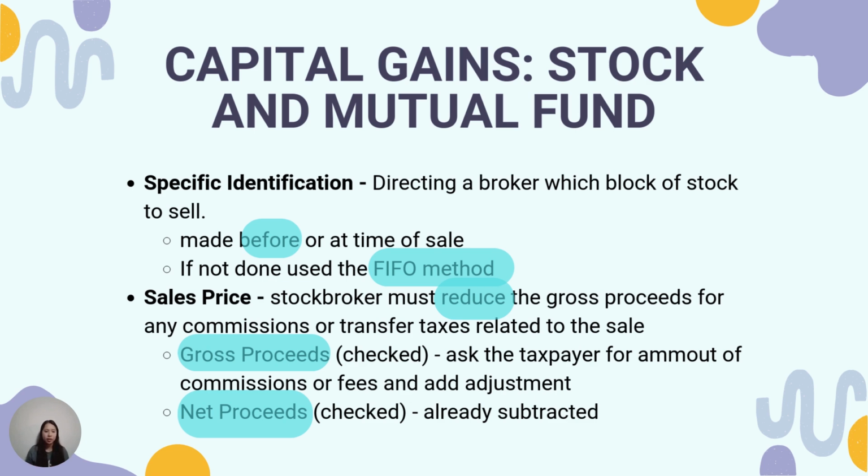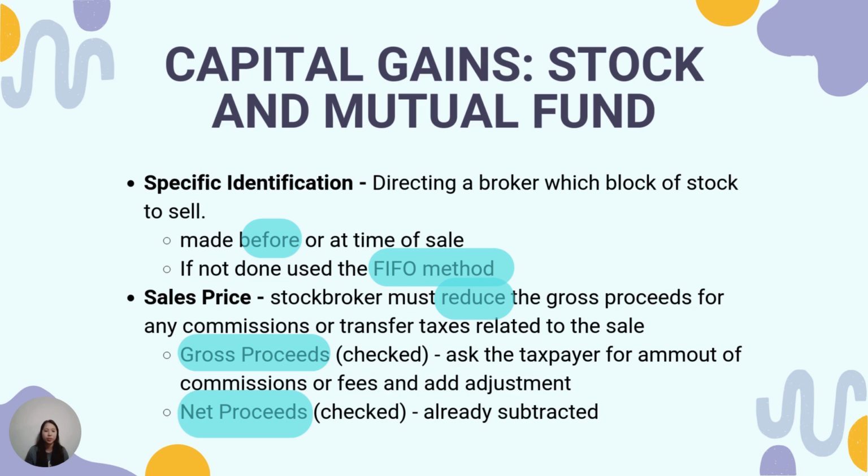And the way we note this is if the gross proceeds box is checked on their Form 1099-B, then you would ask the taxpayer for the amount of commissions or receipts or fees and add that to the adjustment for basis. So if you sold the $300 share of Apple stock for $600 and had a $25 brokerage fee, then if the gross proceeds box was checked, you'd have to subtract that $25 from your capital gains because it hasn't been paid.